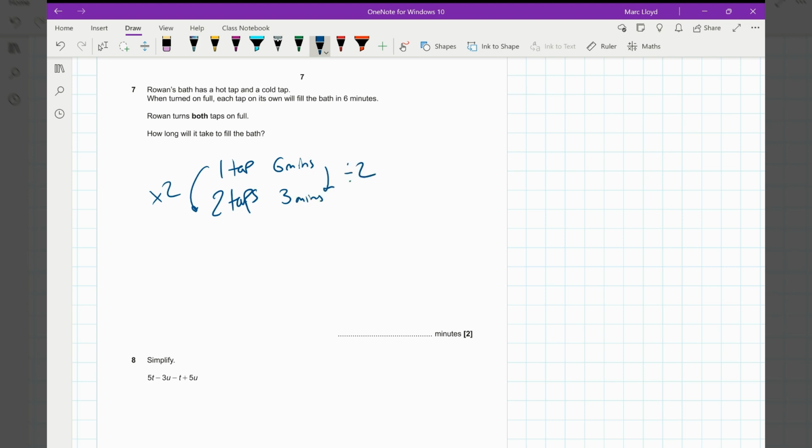It's like saying if I've got 5 people to build a wall and it takes 5 hours, 10 people building the wall will not take 10 hours. It will take 2.5 because you've got double the power and therefore half the time to do it. That's question 7 done.